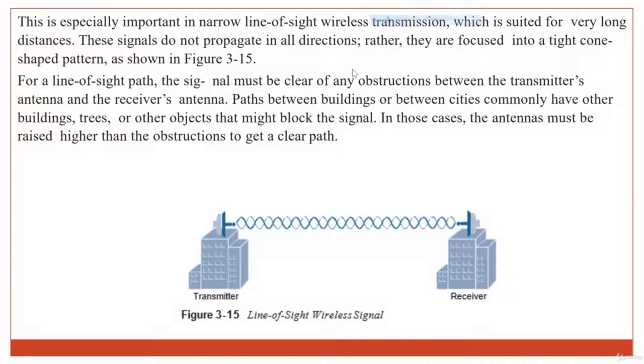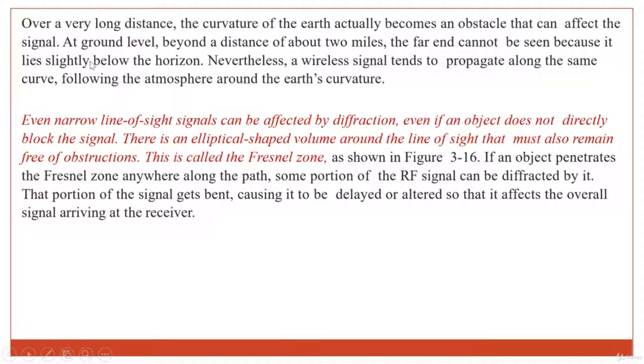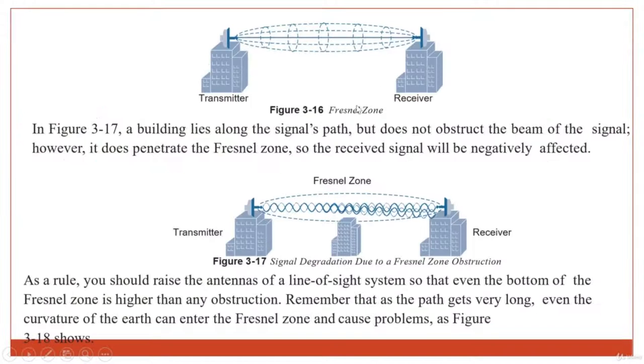But again, what Fresnel's law is telling is, according to Fresnel, the rule is that even a narrow line of sight signal can be affected by diffraction, even if an object does not directly block the signal. There is an elliptical shaped volume around the line of sight that must also remain free of obstruction. So what does that mean? That's called the Fresnel zone.